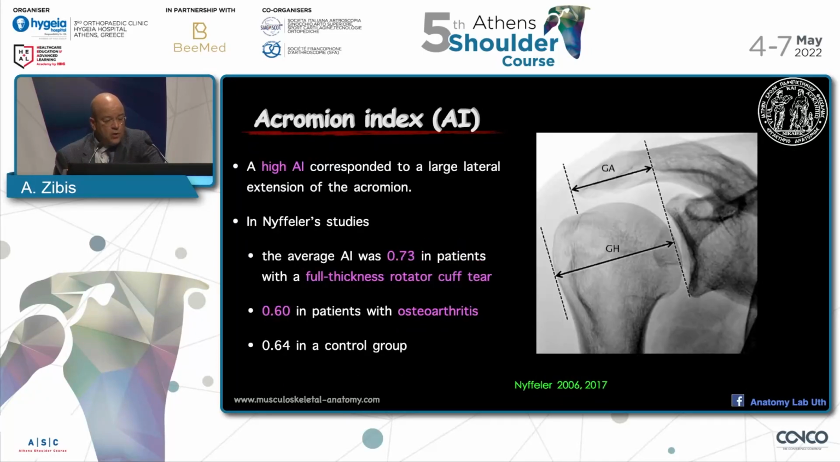Let's move to the acromial index. According to Nyffeler studies, the average acromial index was 0.73 in patients with full thickness rotator cuff tears and 0.6 in patients with osteoarthritis. But in the control group, the general population, it was 0.64.